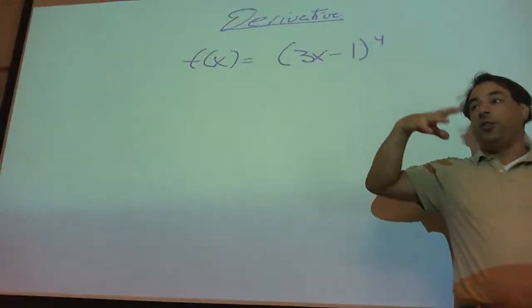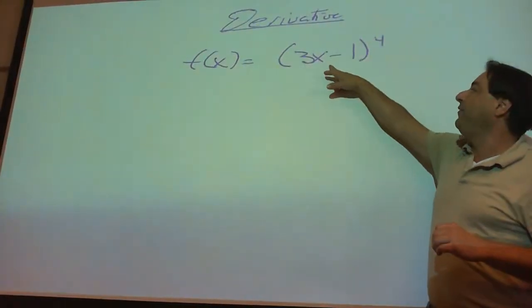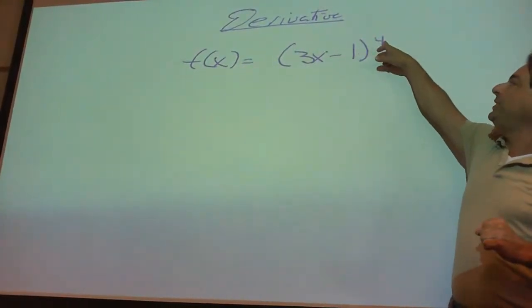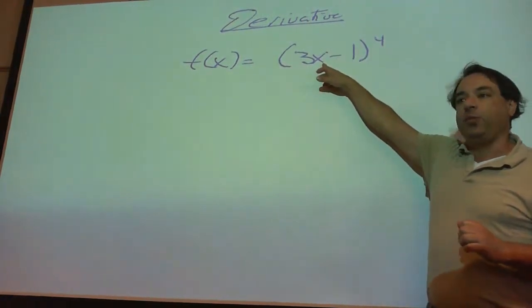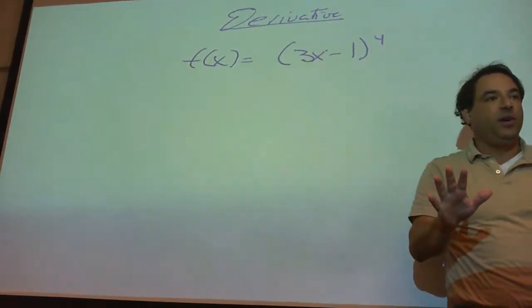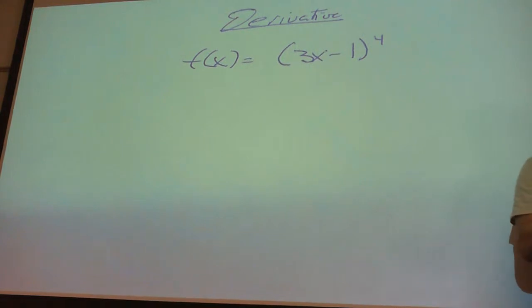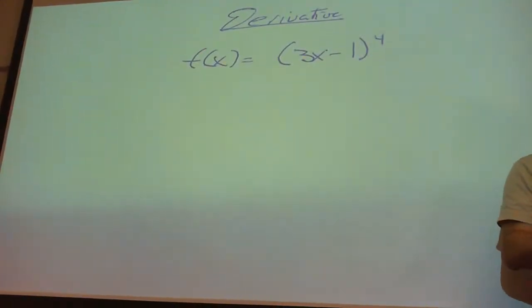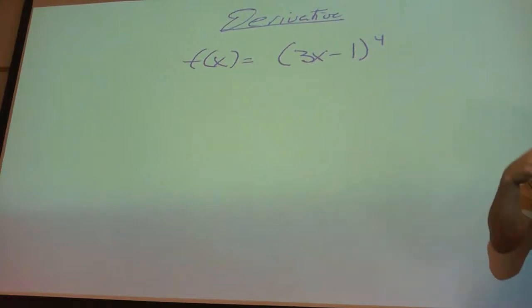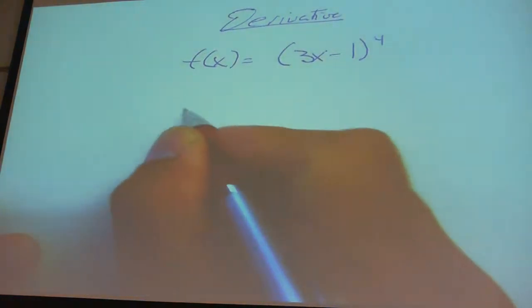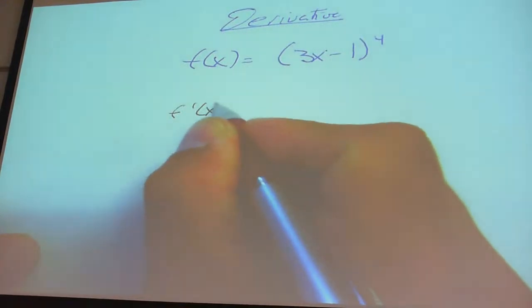Okay? So, if you have something inside of something else, you can think of the main function as u to the 4, and what's inside of it? 3x minus 1. So first of all, we have to look at it and determine what it is. Is it product rule? No. Is it quotient rule? No. Is it something inside something else? Yes. And that's chain rule. Just by looking at it, we should be able to know that it's chain rule.